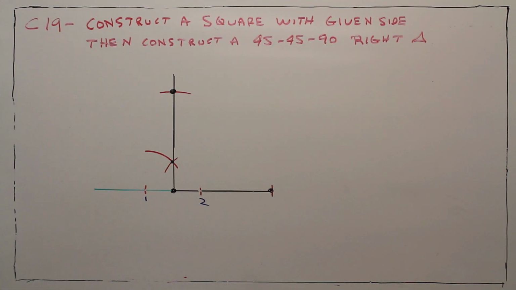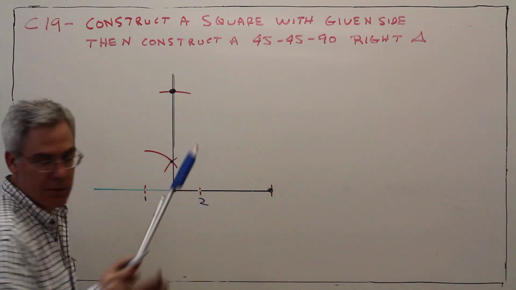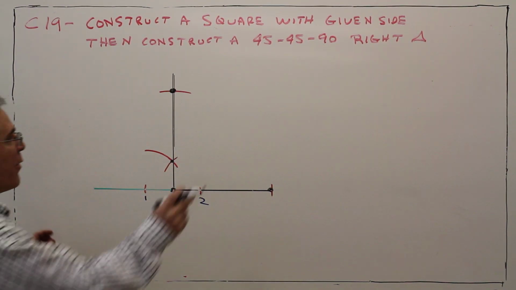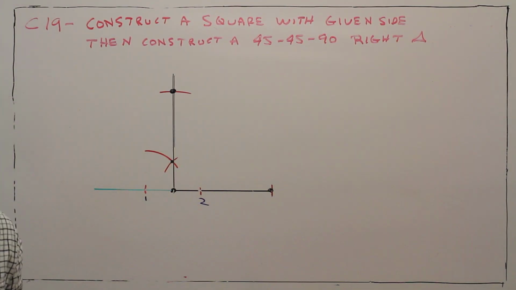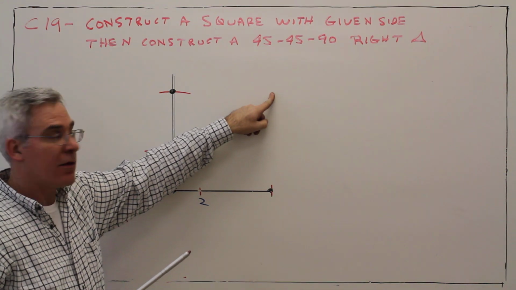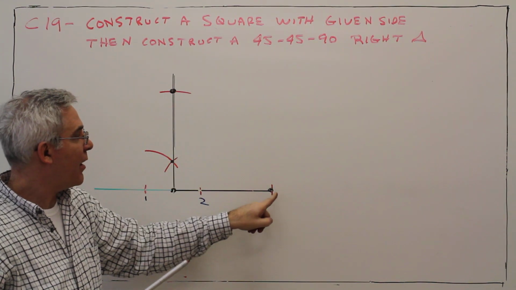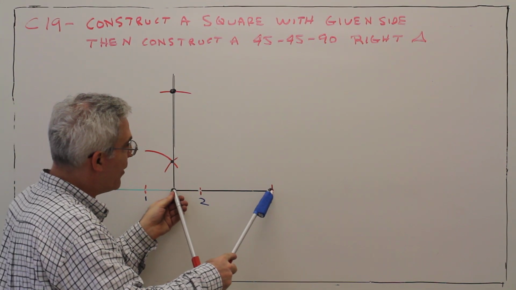Let me just make sure I did that correctly. Looks right. All I gotta do now is find the 4th one. I can do the same procedure over there, but there's a quicker way. I know that this point is the same distance from this point and this point. So here I go. I know it's gotta be this distance.